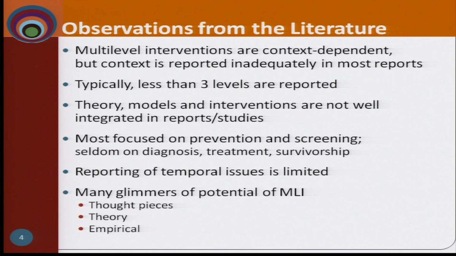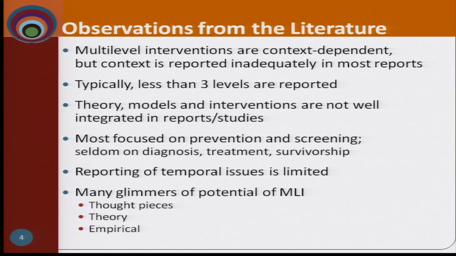So this is a single slide that characterizes our observations from this literature. The first observation is that multi-level interventions are inherently context-dependent, but context is inadequately reported in most reports. And this might be because often these multi-level studies are large studies and they're published over many papers over time. But reading this literature, you don't get enough of a sense of context often to think about how you might apply these into different settings, or how you might think about how the levels interact. Often less than 3 levels are reported.